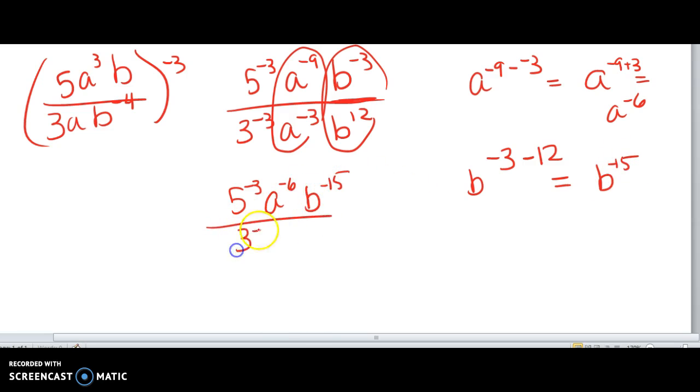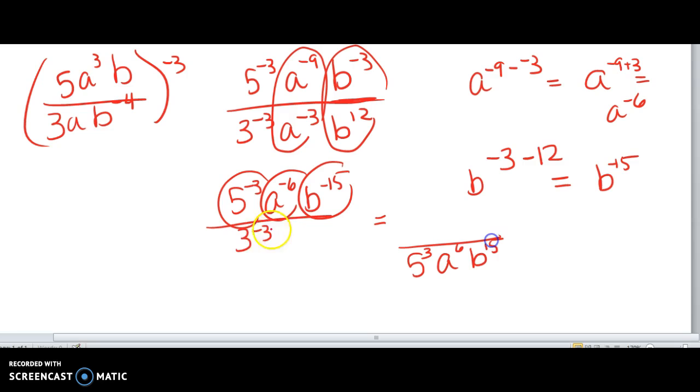All over 3 to the negative 3. Now the negative exponents switch spots, so this one goes to the bottom, this goes to the bottom, this goes to the bottom, and then this one goes to the top and becomes positive. So then we have 27 over 125, a6, b15.